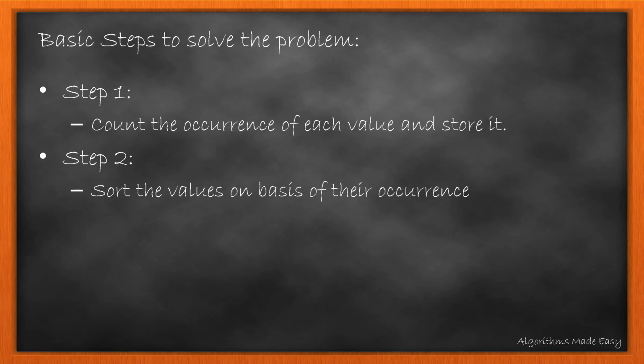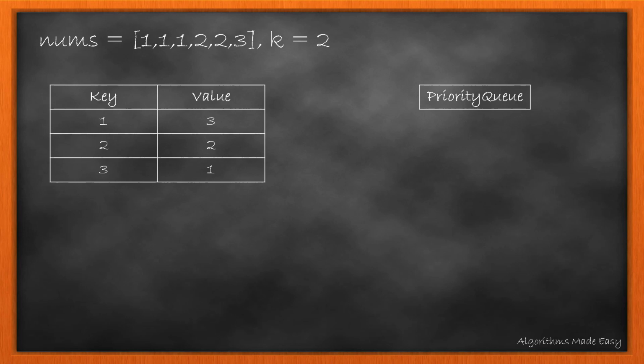Now that we have the occurrence map, we need to sort it on the basis of occurrences so that we can easily return the k most frequent elements. We cannot directly sort a map based on value. Tree map has sorted keys, but there is no data structure in map which will give this functionality. So we need another data structure. We would use priority queue. You can use any data structure that you feel comfortable with.